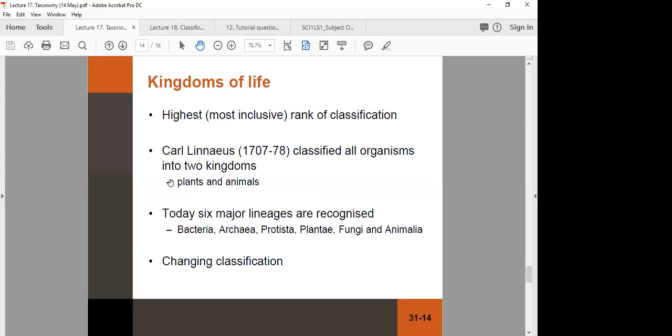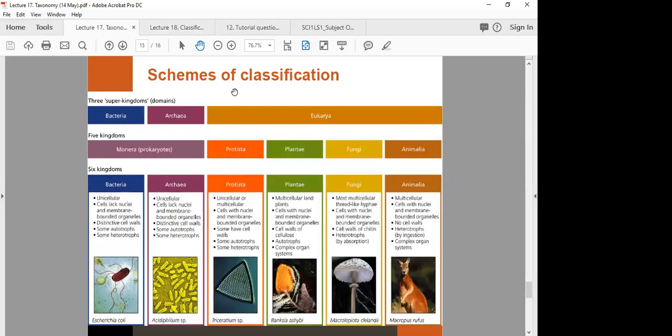Classification is changing all the time. Let's look at the different schemes of classification. So there are some groups of biologists that prefer this classification here. This is the 3 superkingdom classification, or 3 domains. Domain bacteria, archaea, they're our 2 groups of prokaryotes, and then all the eukaryotes are placed in the domain eukarya.